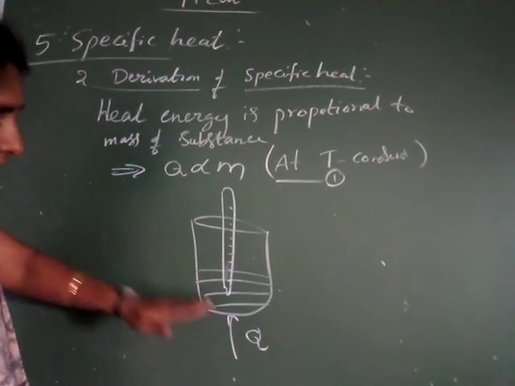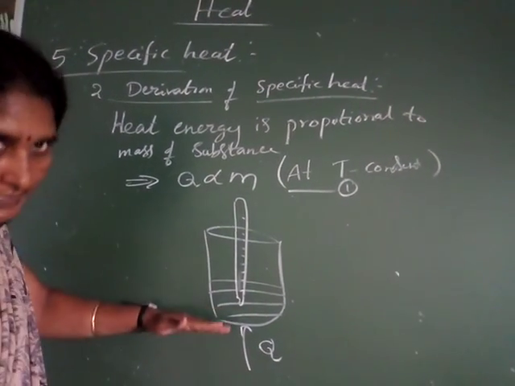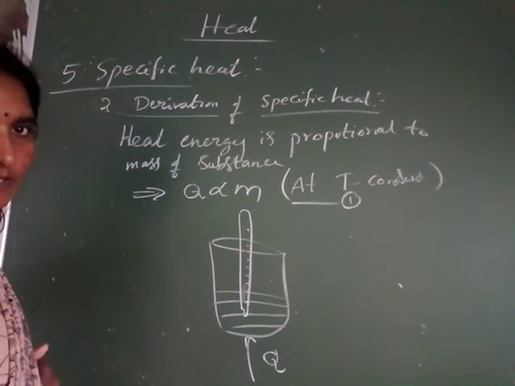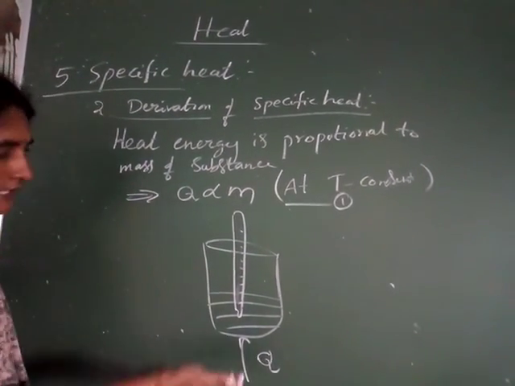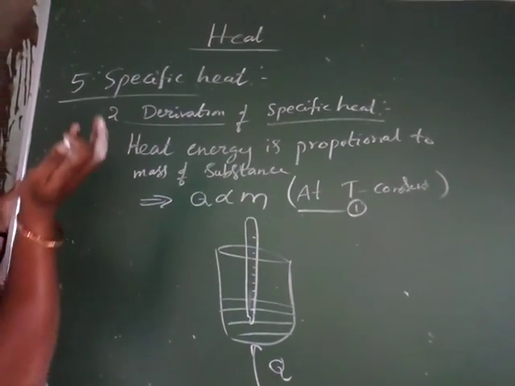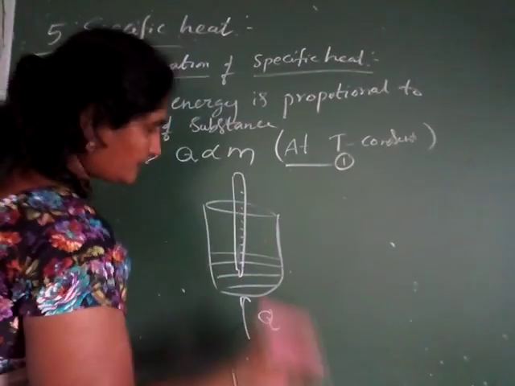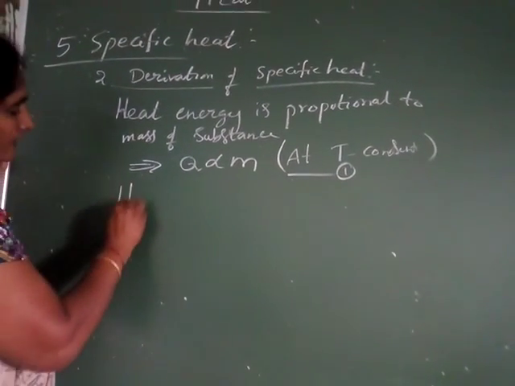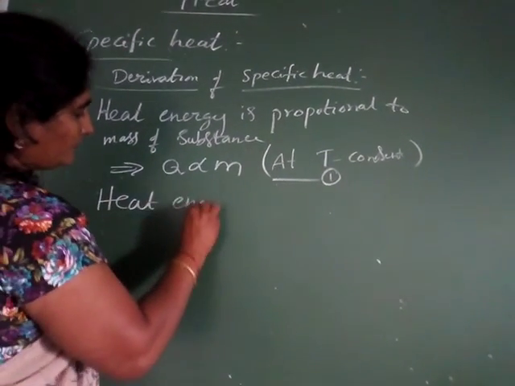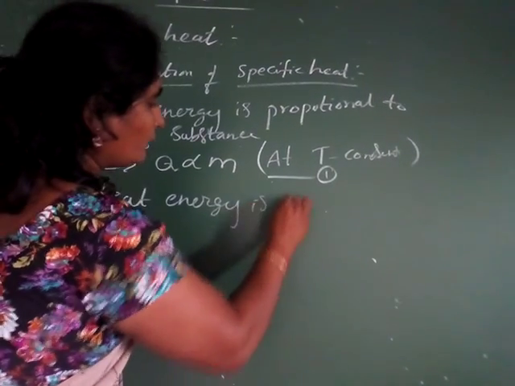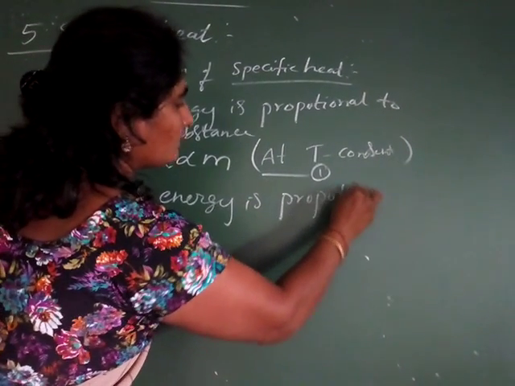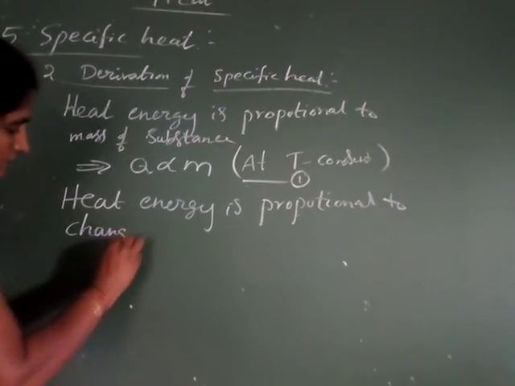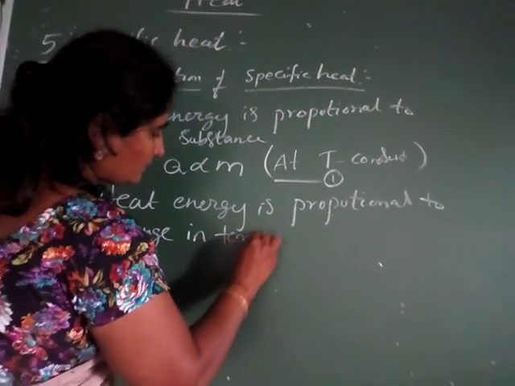Then what happens? When you are increasing the quantity of heat, the temperature rise in the thermometer also increases. We know that, yes or no? If you increase the quantity of heat, the difference in temperature also rises. Do you understand? This is the second statement we have to write. Now you write here: heat energy is proportional to change in temperature.